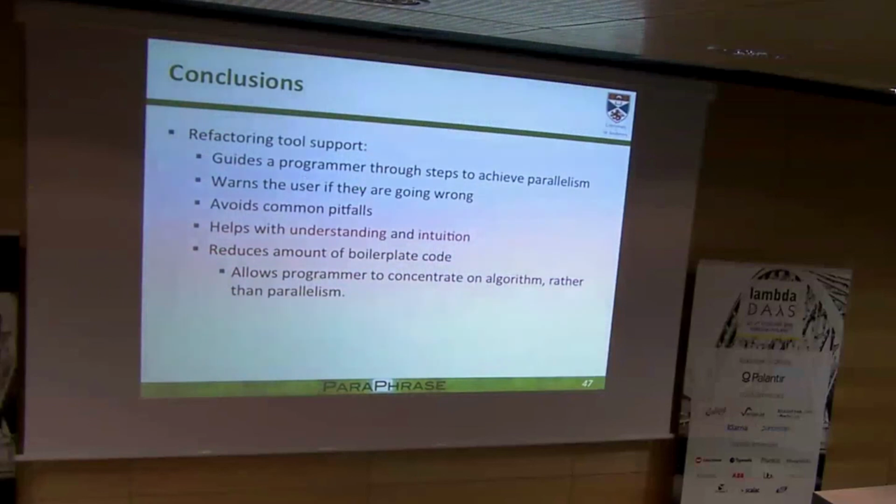You can warn a user if they're doing something stupid. So obviously if you introduce a pattern that's going to give you slowdown, you don't want to do that. So a tool will inform you that you're doing something wrong. It avoids all the common problems with parallel programming, getting your head in spaghetti with all these locks and processes and messages and things. It's just a nightmare to deal with. It helps with an overall understanding and intuition with writing parallel code.